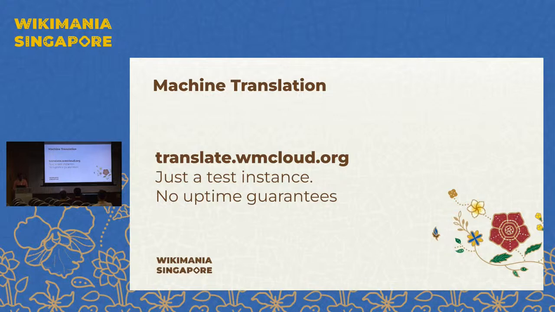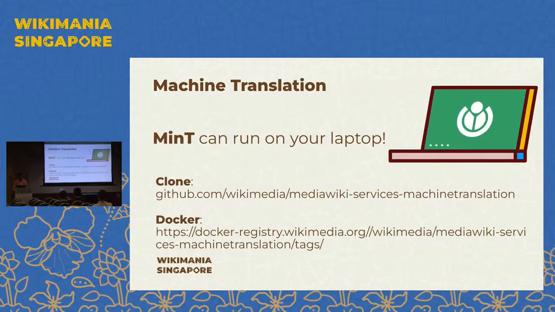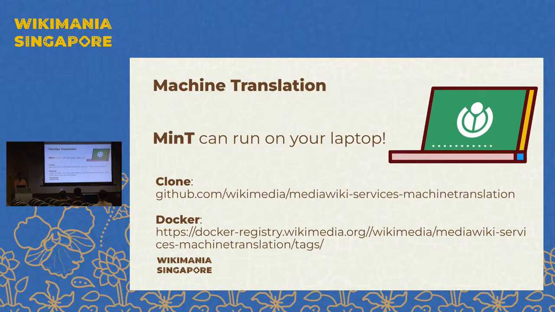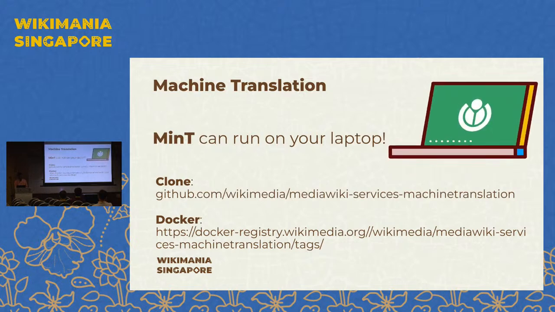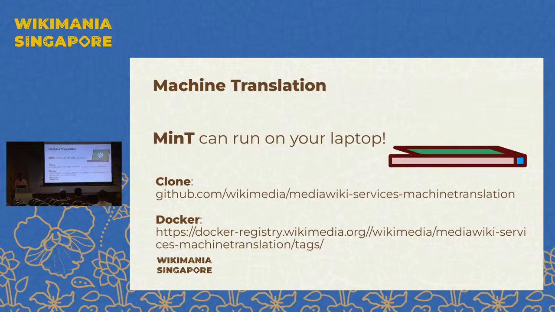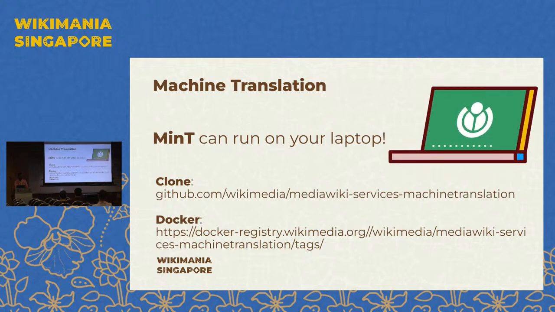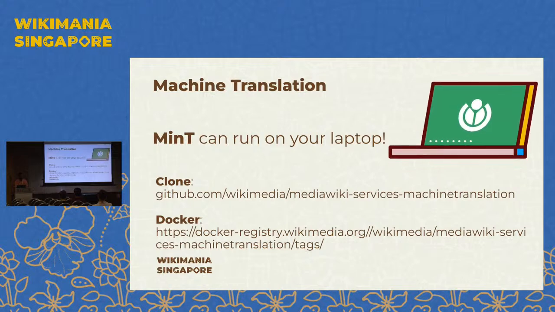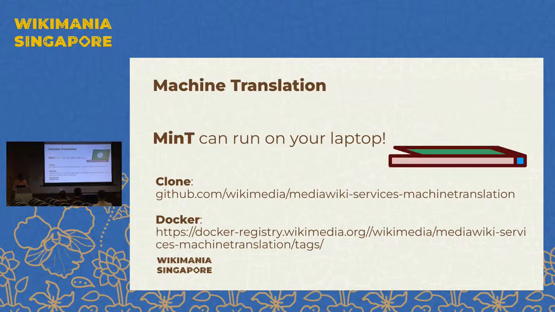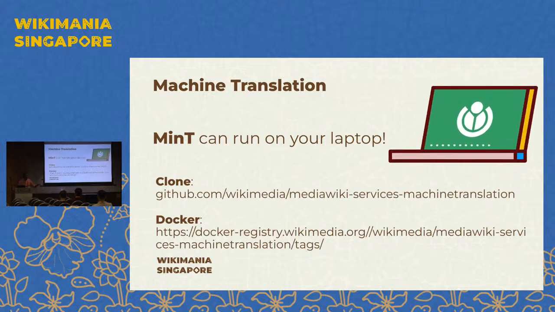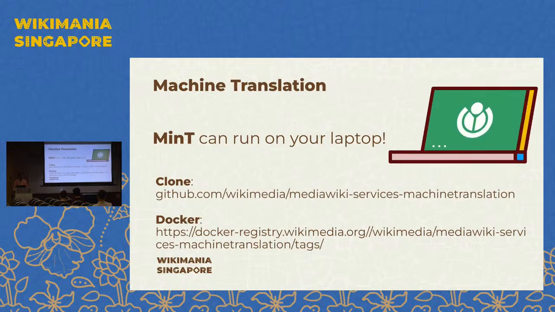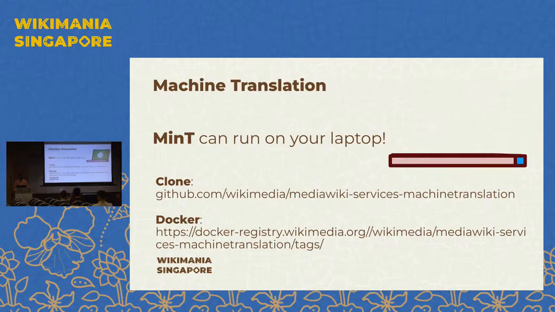But don't worry about the uptime and so on, because it can run on your laptop. You can just download the source code, or there is a pre-built Docker container. Just go to this URL. All these links and URLs are linked in the Phabricator ticket. So you will get all the links, and even if you need not note down all these things, you can get it from the Phabricator ticket. So you get a Docker image, docker pull, docker run, you get a fully running machine translation system right inside your laptop. No GPUs are required.